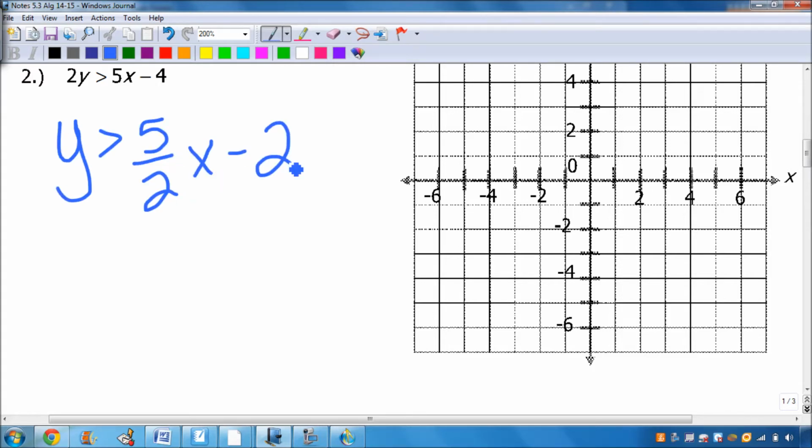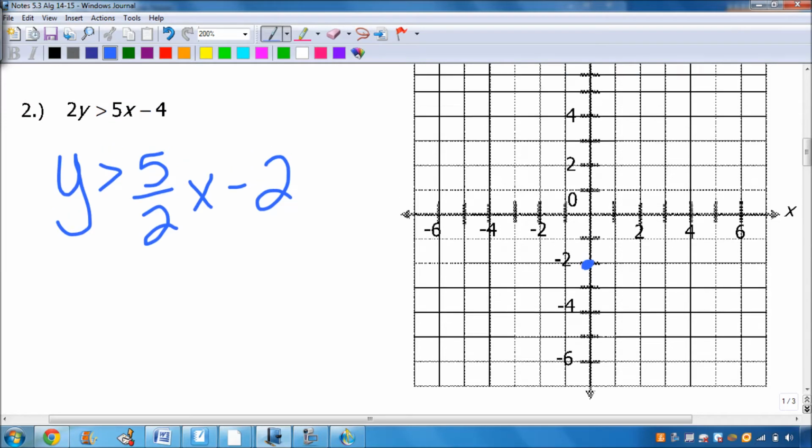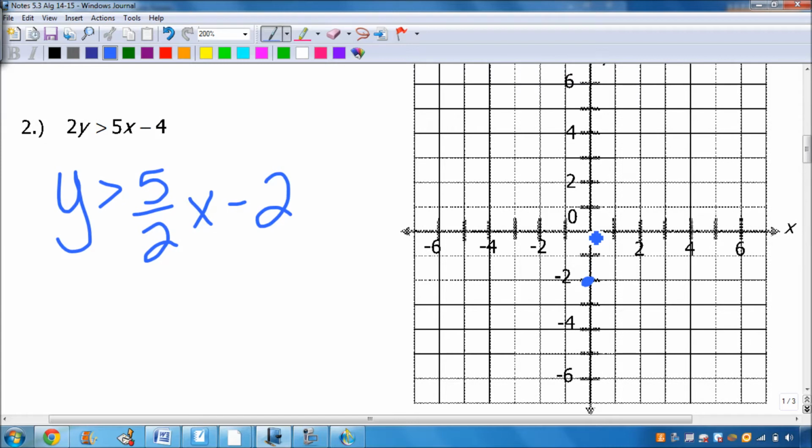So then I would start at -2. And according to my slope, I would go up 5 and over 2. So up 5, 1, 2, 3, 4, 5, and over 2. Here's my coordinate right here. And then I would go down 5, 1, 2, 3, 4, 5, and over 2. So my other coordinate would be right here.